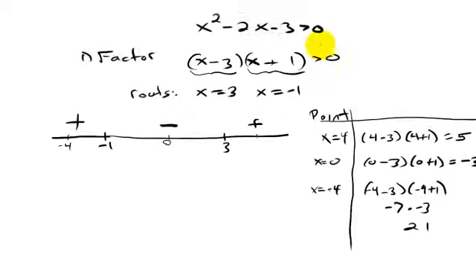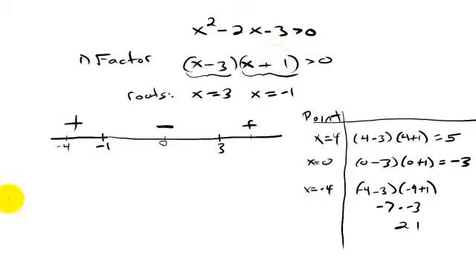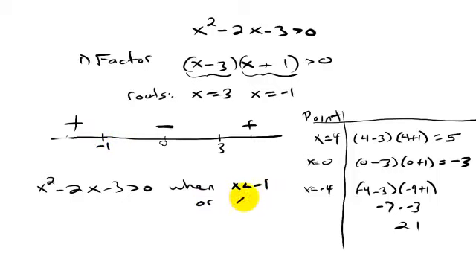Now, ignoring the actual question right now, I just want to interpret this. And what this tells me is that x squared minus 2x minus 3 is greater than 0 when x is less than -1. Okay. So there's -1. And, or when x is greater than 3. And that's what this number line tells me.